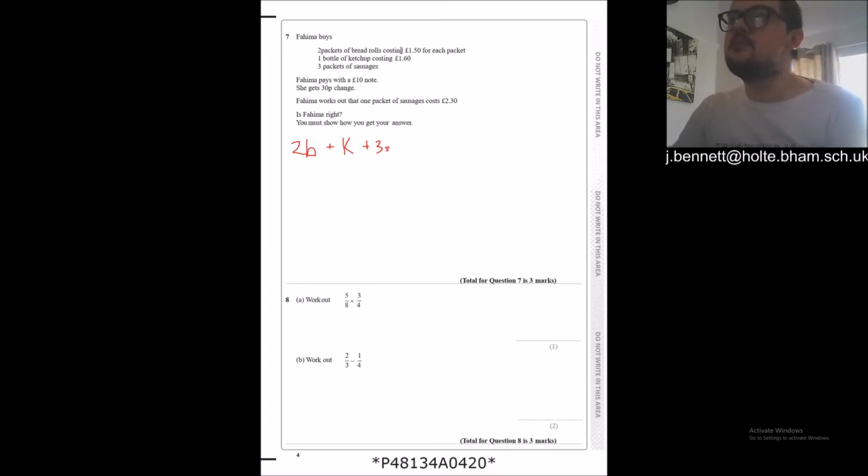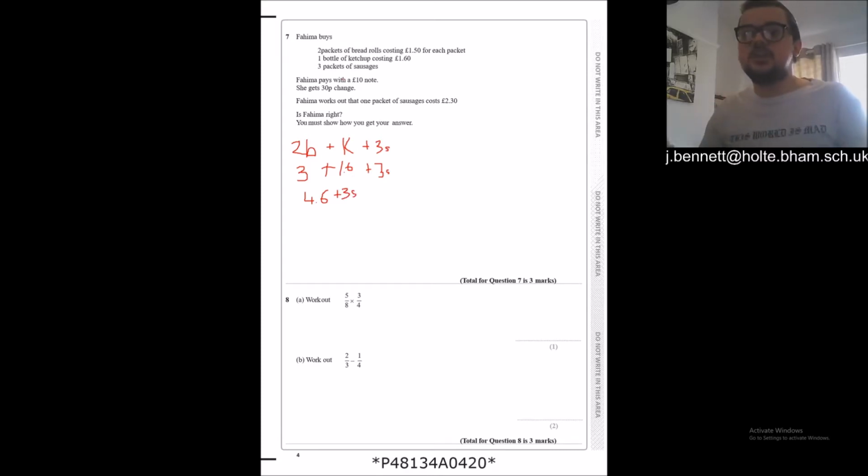So the bread rolls are £1.50 each. We have 2 of them. 2 lots of £1.50. That's £3. So we've got a 3 for this. Plus ketchup is £1.60. So we leave it as that. And then the 3 sausages, we don't know how much that is, so we're going to leave that as 3s. We can simplify this. 3 plus 1.6 is 4.6 plus 3s.